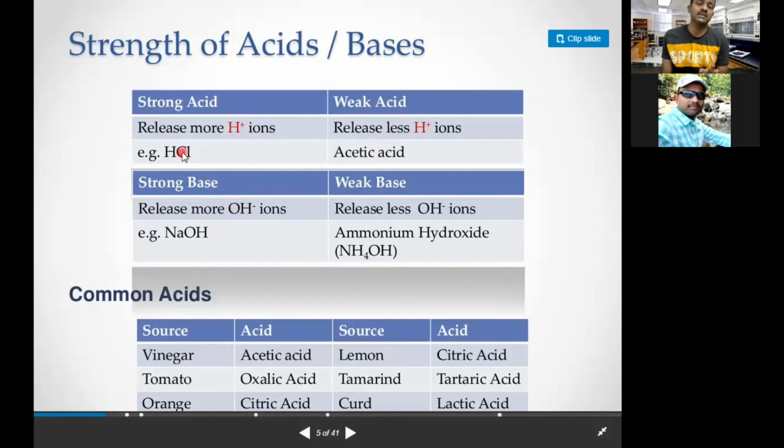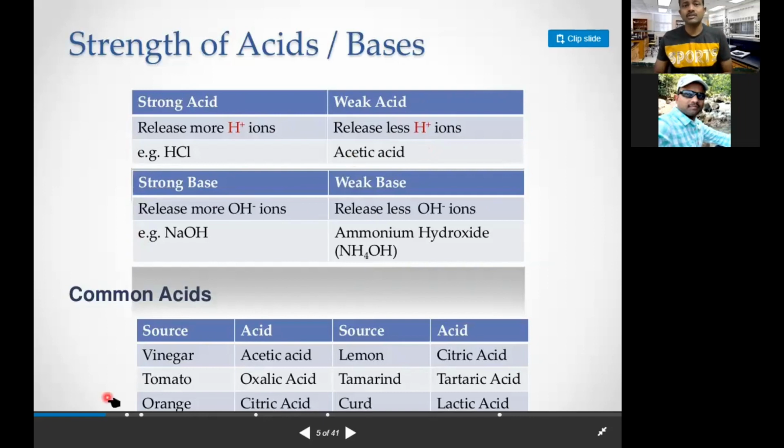Examples of strong acids are HCl, HNO3, and H2SO4. Examples of weak acids are acetic acid, all carbon-hydrogen related compounds, right? Acetic acid, carboxylic acids, carbonic acids, these all come under weak acids. In this case, 100% dissociation does not take place, only partial dissociation takes place in weak acids. That means it gives fewer H plus ions, right?